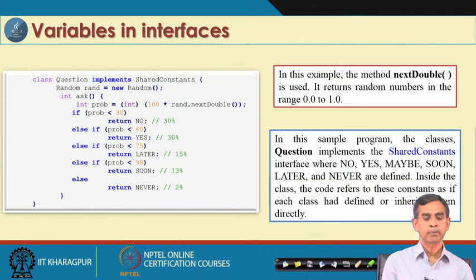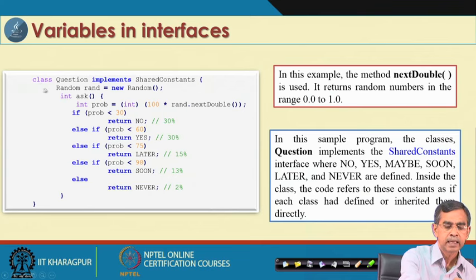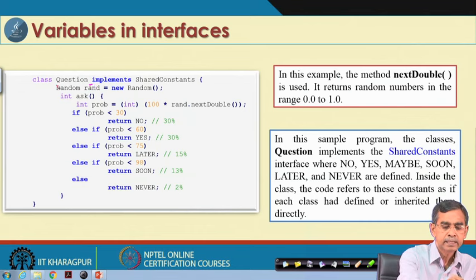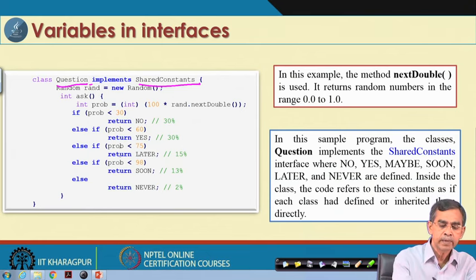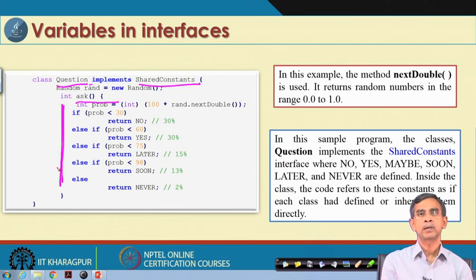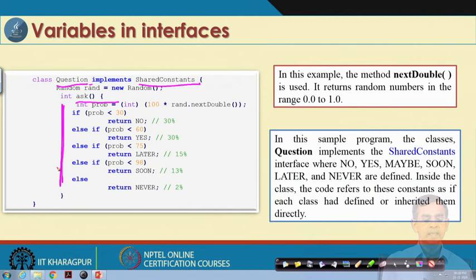So, we can just create a program like this. This is one class, the name of the class is Question, which implements SharedConstants, and basically it uses all these variable names as you can see here. In this class we define one ask method which has this kind of structure. If you go through the program, you will understand what exactly ask is doing. It takes a random number, called prob, and depending on the value of prob, it returns NO, YES, LATER, SOON. All these members are already declared in the interface.